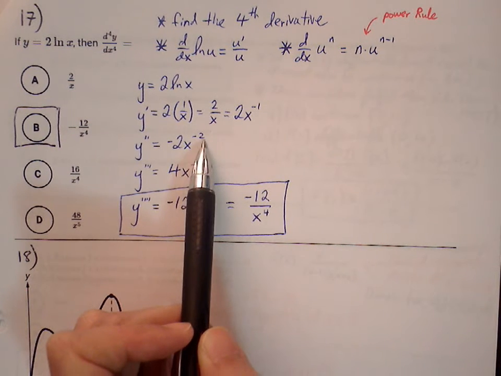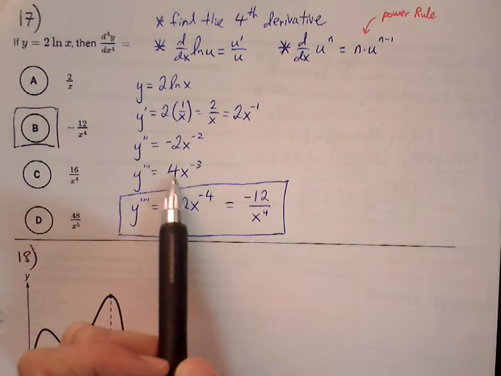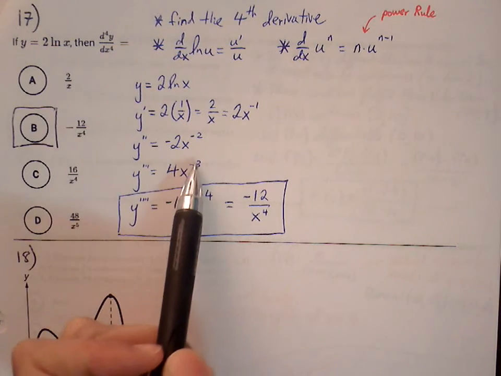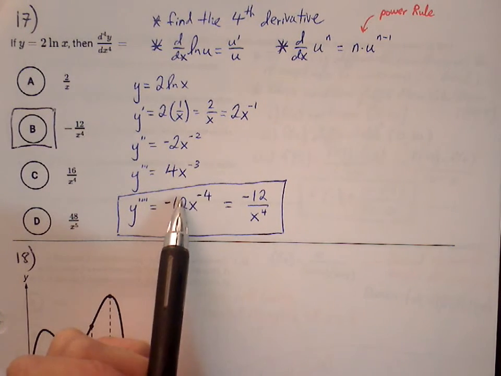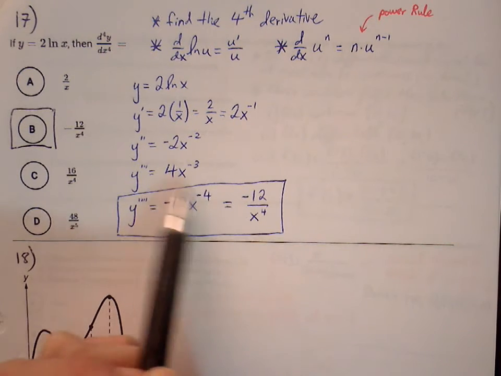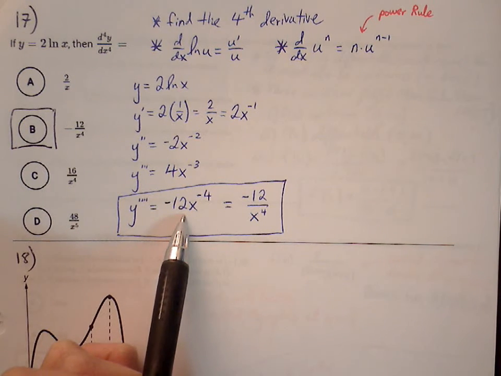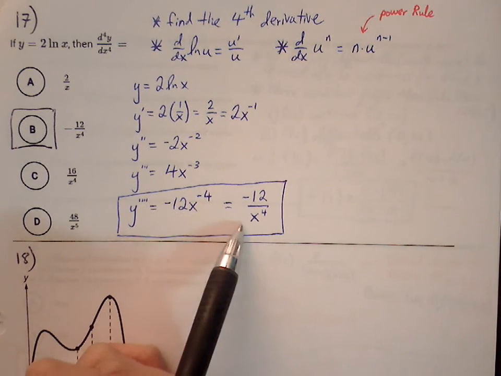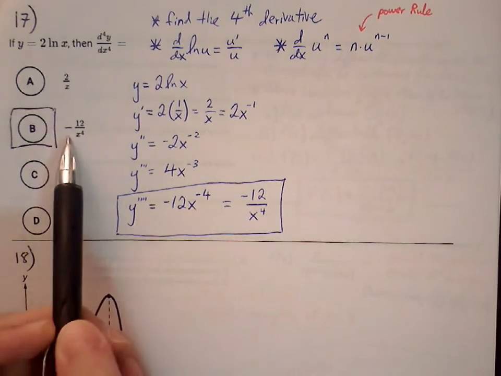Do power rule again. Bring down the negative 2 in front, so 4x to the negative 3. Power rule again, bring down the negative 3, so negative 12x to the negative 4. And there's our fourth derivative. Let's clean this up to make it match our answer choice. So answer choice B.